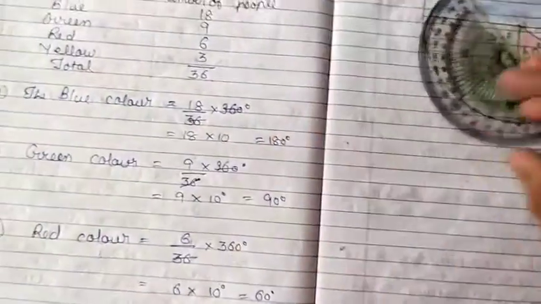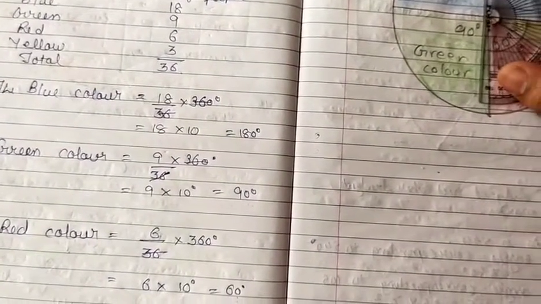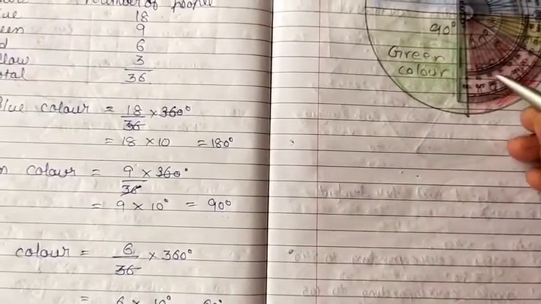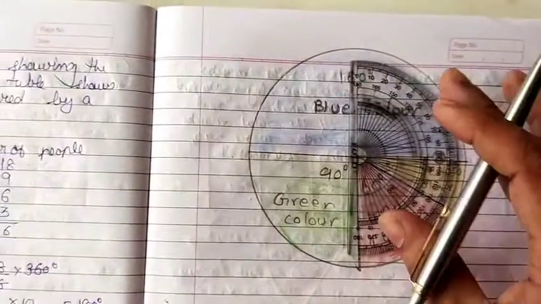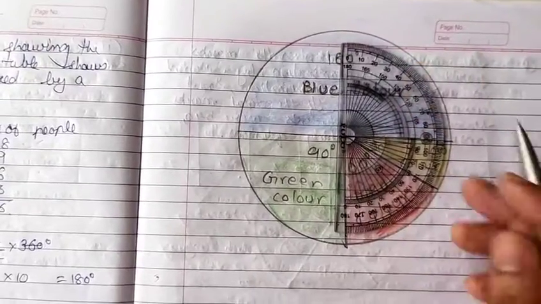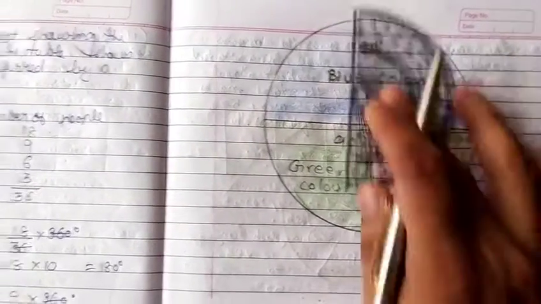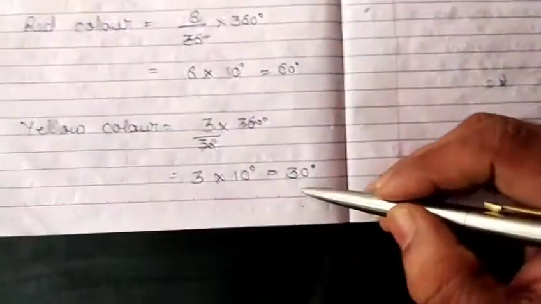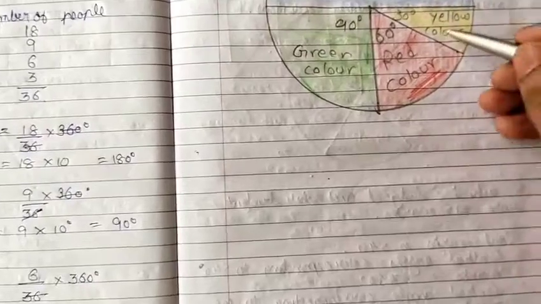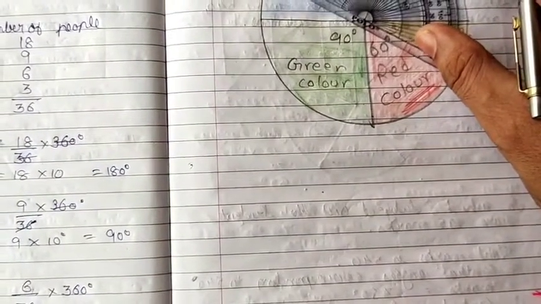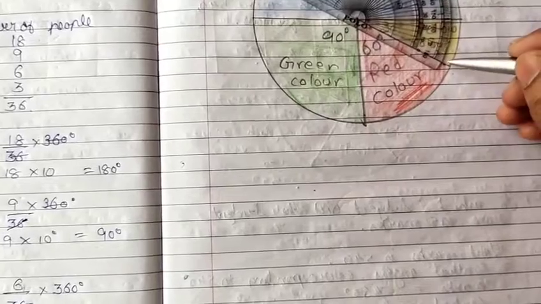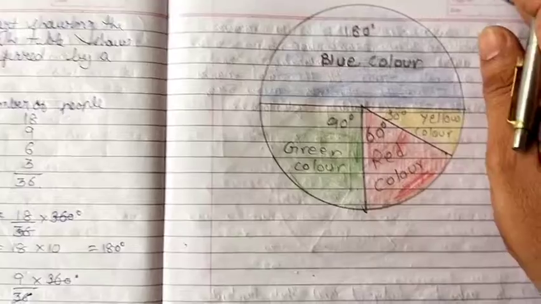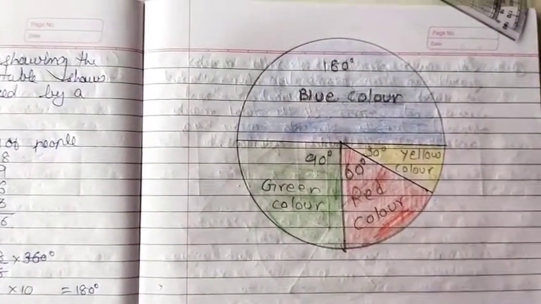Then 60 degrees. Place your protractor like this in the center, and from here 0 to 60 degrees, place it like this and get 60 degrees from 0 to 60. Draw a line and write down 60 degrees, red color. Then finally 30 degrees. Yes student, no need to construct it. By default you will get 30 degrees at the end. Whatever is left, see here, 30 degrees. Write 30 degrees, yellow color. This is how you have to construct your pie chart.